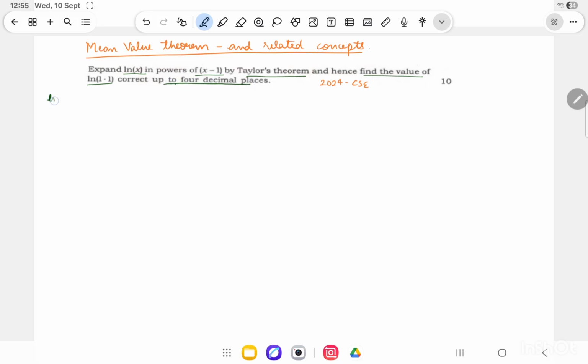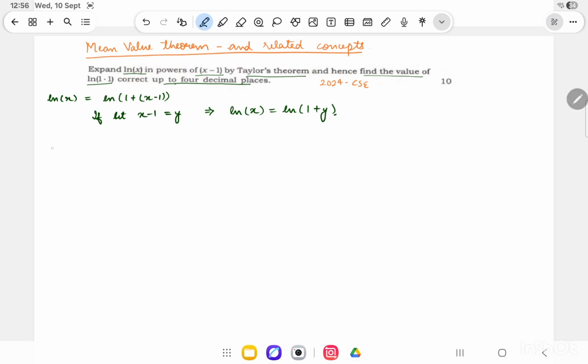So we are supposed to expand ln x, but I can write ln x as ln(1 plus (x minus 1)). If I let x minus 1 equal y, then the expansion of ln x is the same as the expansion of ln(1 plus y). So we'll expand ln(1 plus y) using Taylor's theorem, and then we'll substitute the value of y therein.